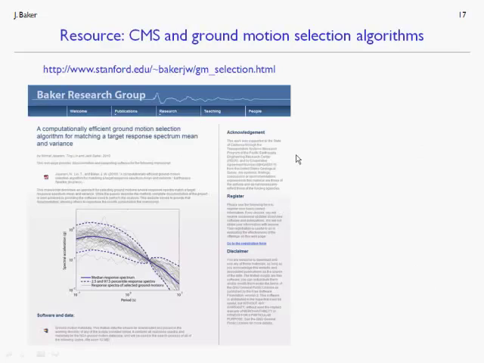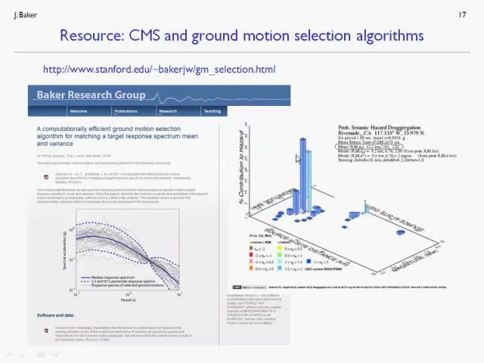There are some new calculations involved in this, both in identifying the target response spectrum as well as in identifying ground motions that match that response spectrum. To facilitate that, our research group, my PhD students Nirmal JRM and Ting Lin, have developed some software to aid in that selection.